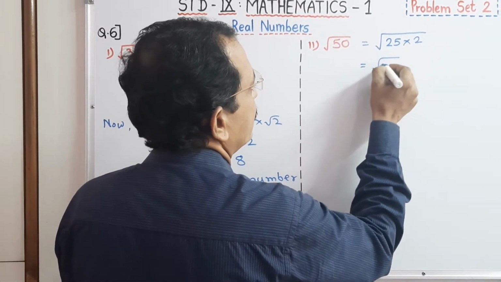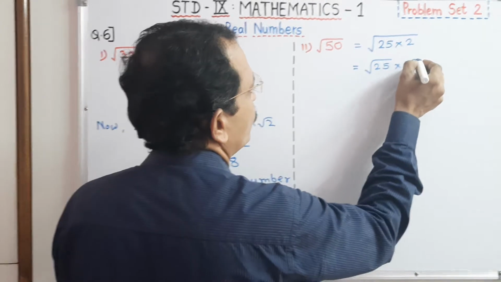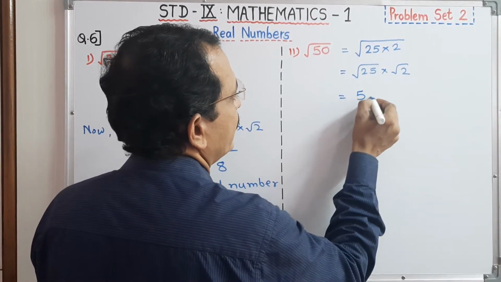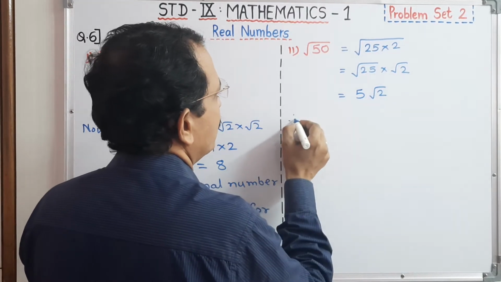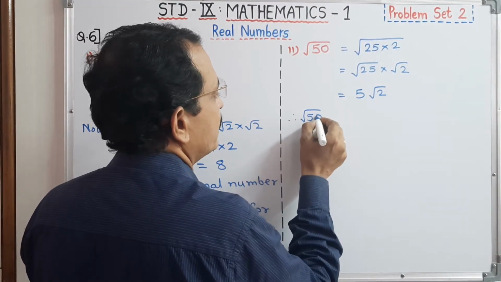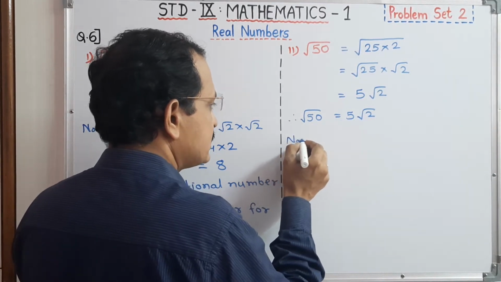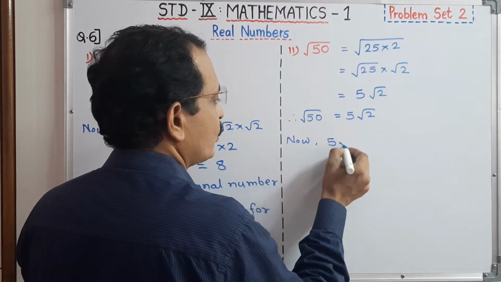Then we write here root 25 into root 2. Therefore we got here square root of 25 is 5, and here it is root 2. Therefore we write root 50 is equal to 5 root 2. Now see here, 5 root 2.